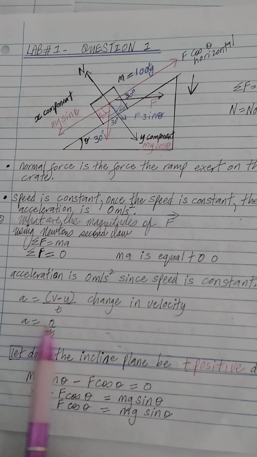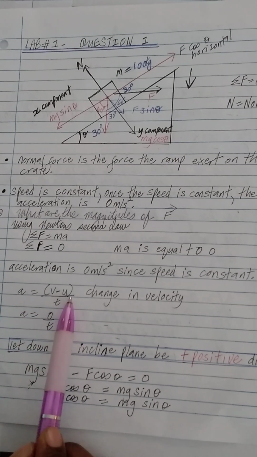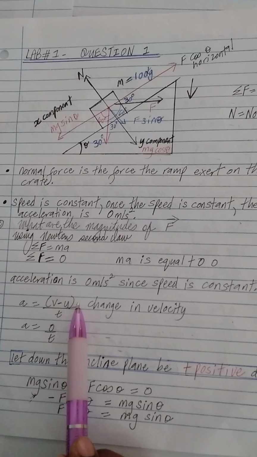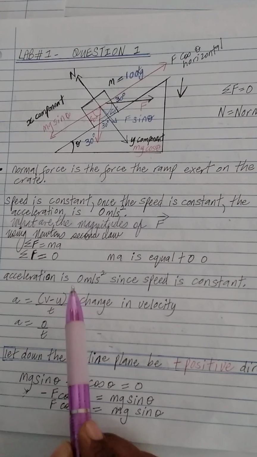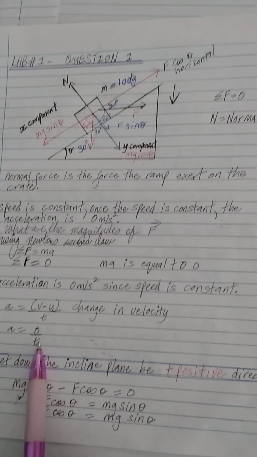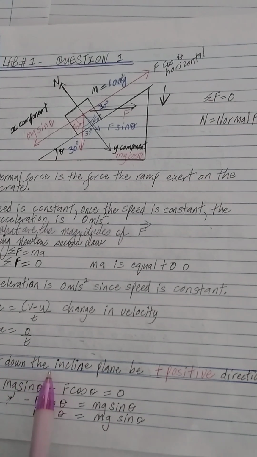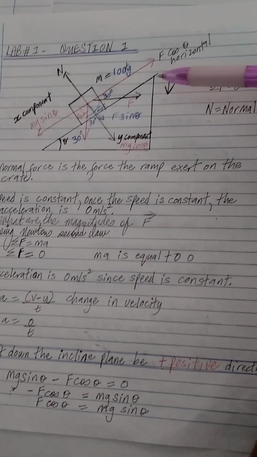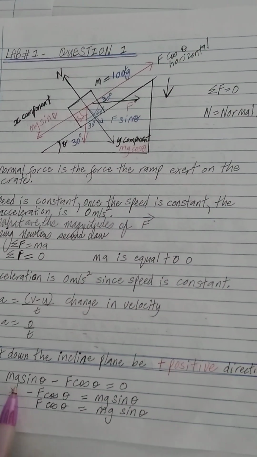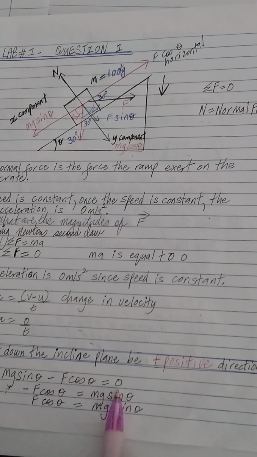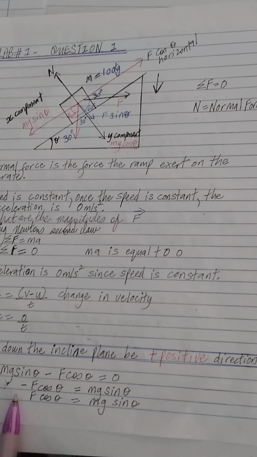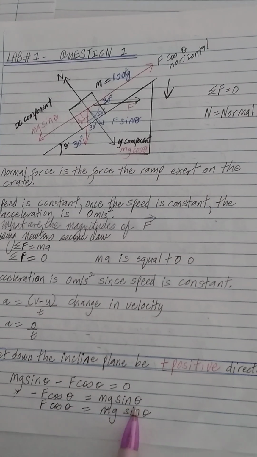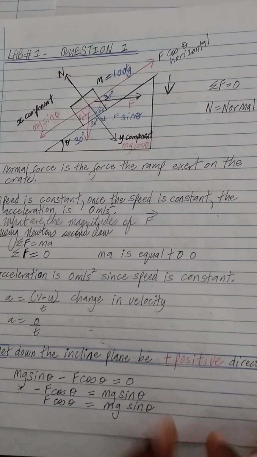Now, this is the formula for acceleration: a equals v minus u over t, where v is the final velocity and u is the initial velocity. So a is equal to 0 over t. Now we're going to let down the inclined plane be positive. So we're going to be moving in the positive direction. Now mg sine theta minus F cos theta is equal to 0, if we are trying to get the magnitude of F. So we have negative F cos theta equal to negative mg sine theta. F cos theta is equal to mg sine theta.